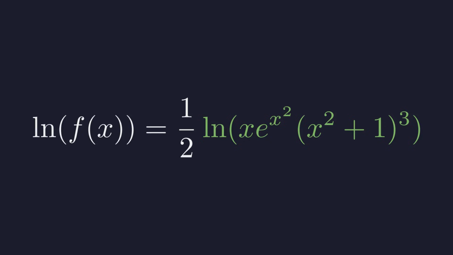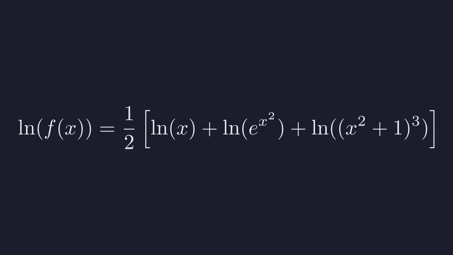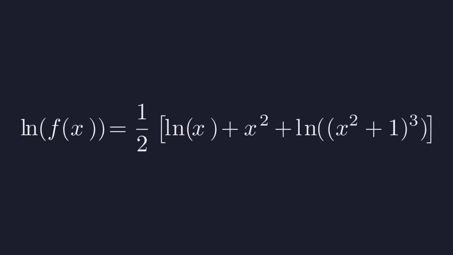Now we've got the log of a product, 3 things multiplied together. The product rule lets us split this into 3 separate logs. And there it is. 1/2 times the sum of 3 logs. Now we can tackle each piece on its own. Check out the middle term. Natural log of e to the power of something. These are inverse functions. They cancel. Just leaves us with x squared.